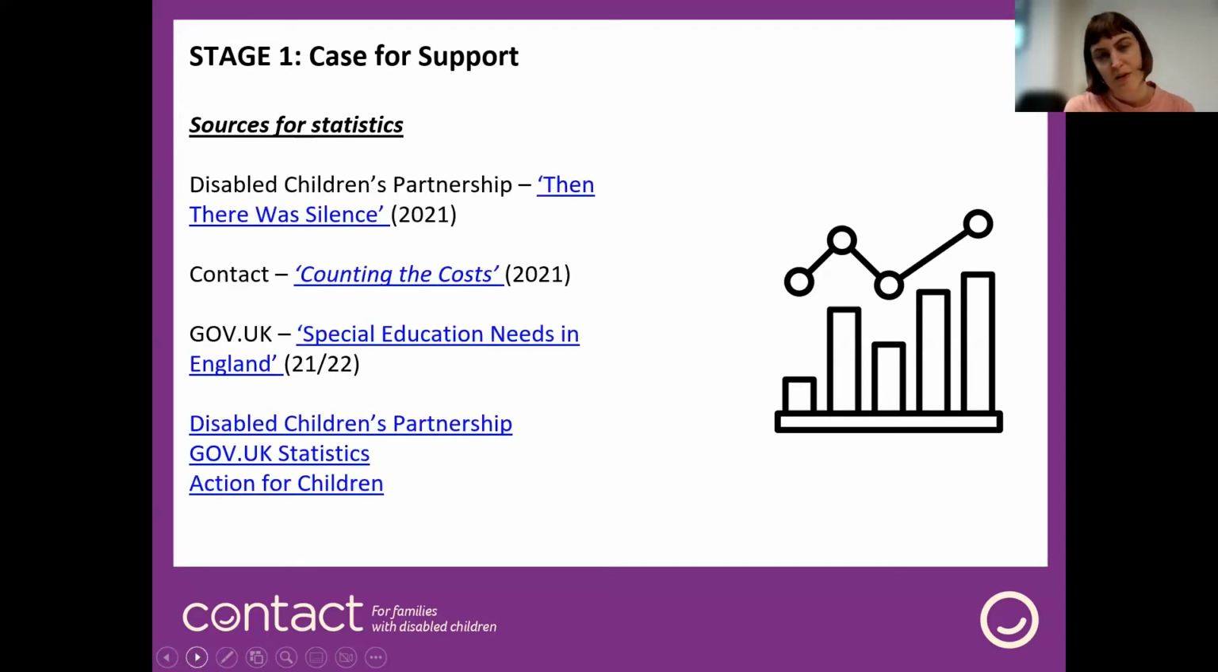So here we've listed a couple of other places to find statistics. These links should work when you get the slides afterwards, so you can click through. So as already mentioned, the DCP, our own research, Counting the Costs, which you may already know about, the government statistics collected in the census, and also Action for Children has some good ones too.